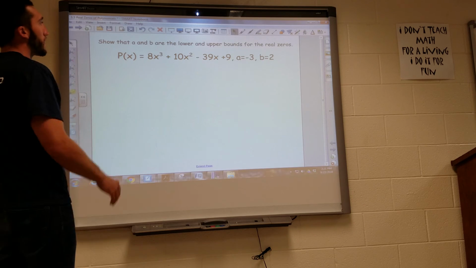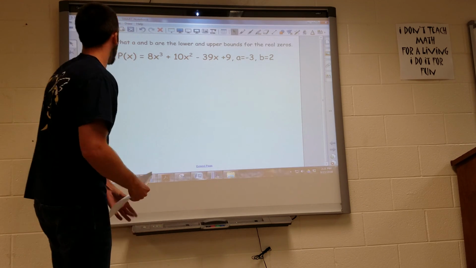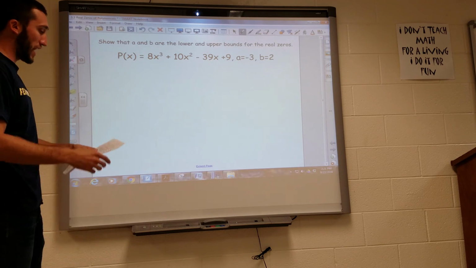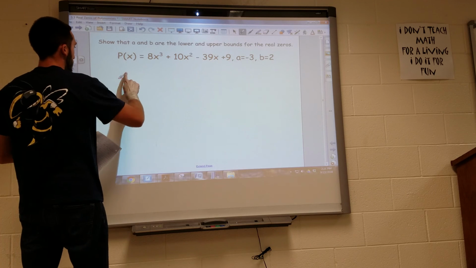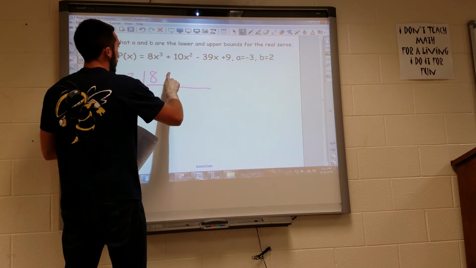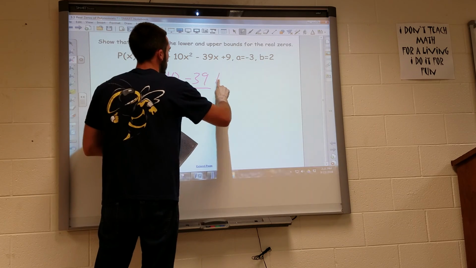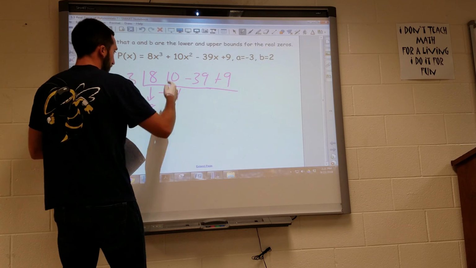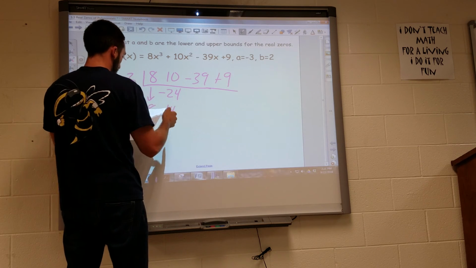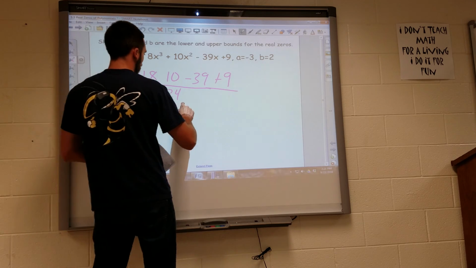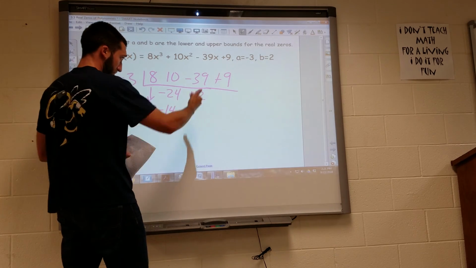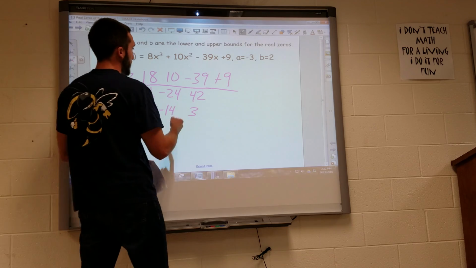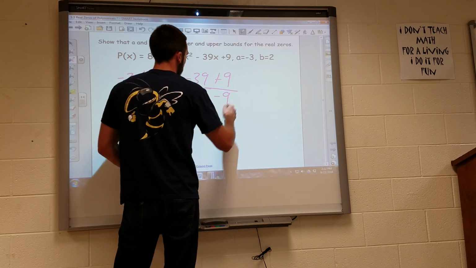So in order to prove that these are the lower and upper bounds, first I'm going to take my polynomial and divide it by my 0 of negative 3. So again, synthetic division, carry down my 8, that gives me negative 24. 10 plus negative 24 is negative 14. Negative 3 times negative 14 is a positive 42. Negative 39 plus 42 is a positive 3. And then negative 3 times negative 3 is a negative 9. 9 plus 9 is 0.